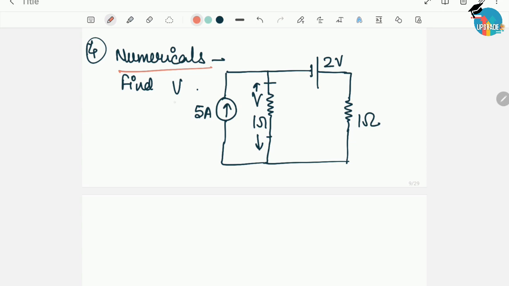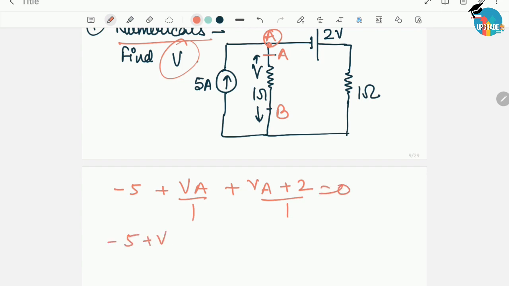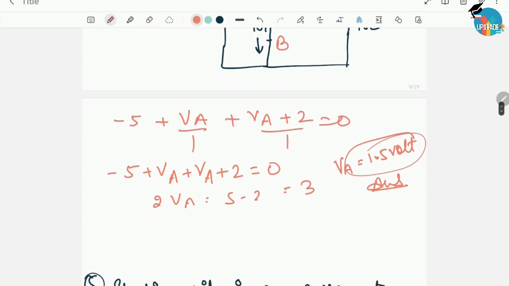Next question asked was a numerical. We have to find the voltage. So in this basic circuit, voltage we have to find across this, let's say A and B. So using nodal analysis, we'll find as take this node as A, minus 5 ampere plus VA by 1 plus VA plus 2 by 1 is equals to 0. So minus 5 plus VA plus 2 is equals to 0. Then 2 VA is equals to 5 minus 2, that is 3, and here VA will be 1.5 volt. So the correct answer is 1.5 volt.